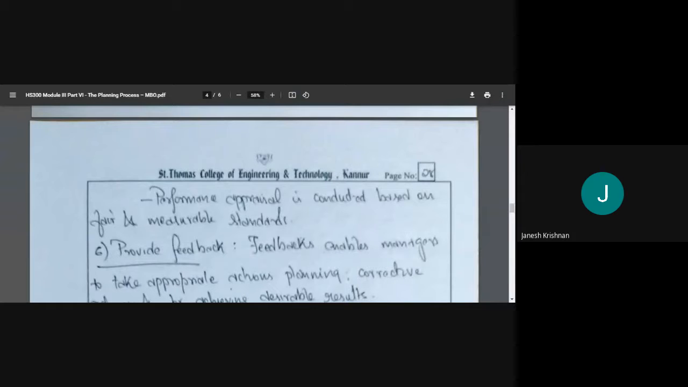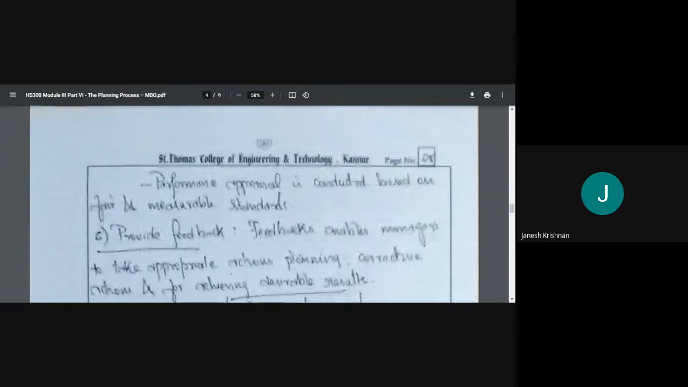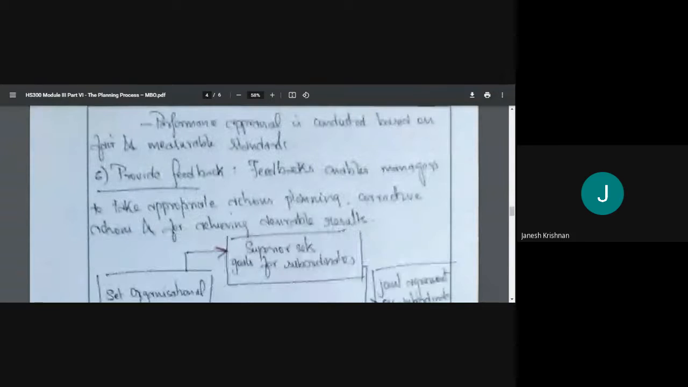And this appraisal, this evaluation, should be on fair and measurable standards. So fair and it should be measurable. Like he's producing 300, he's producing 200. It is measurable like that. Then the feedback enables managers to take planning and corrective actions for achieving the desirable success.